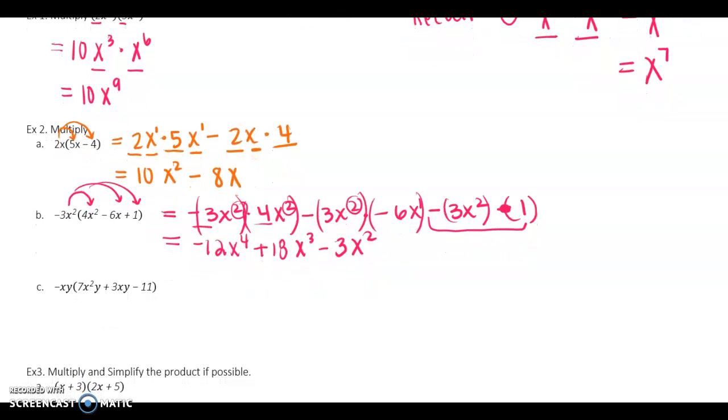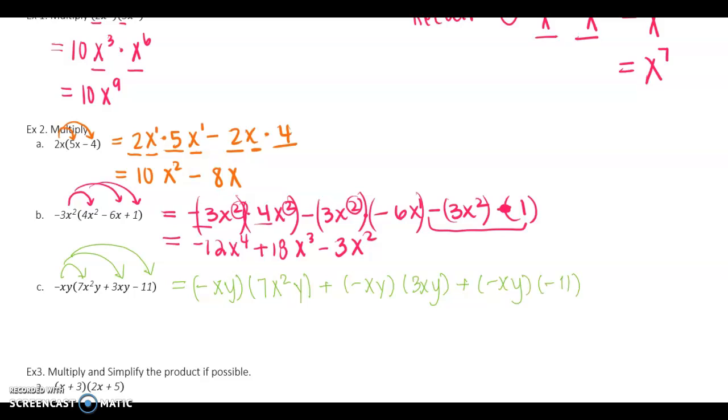Okay, so next we're going to multiply this. So notice this has two variables now, right? So it's the same process. We're going to multiply. So I have a negative xy times 7x squared y. And I'm putting things in parentheses just because there's so much going on there. And then plus negative xy times 3xy. And then plus negative xy times negative 11.